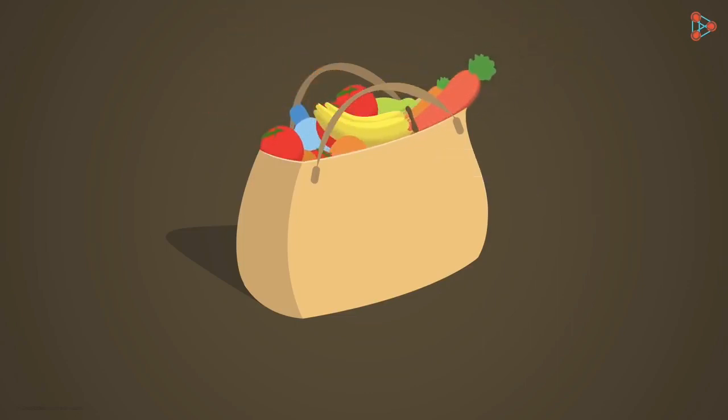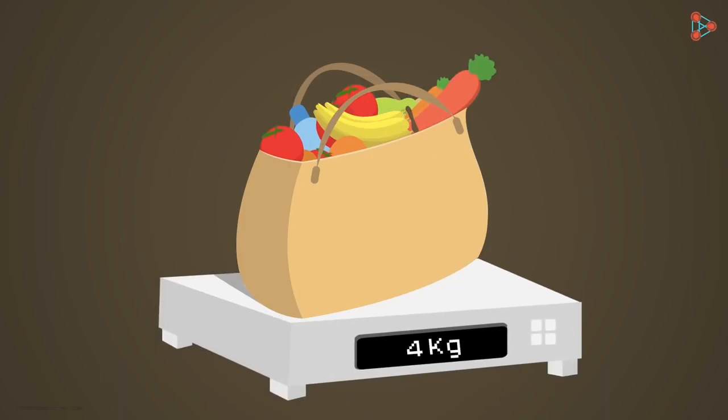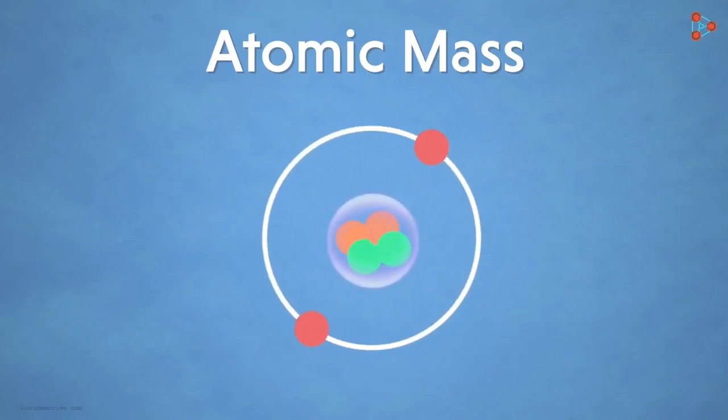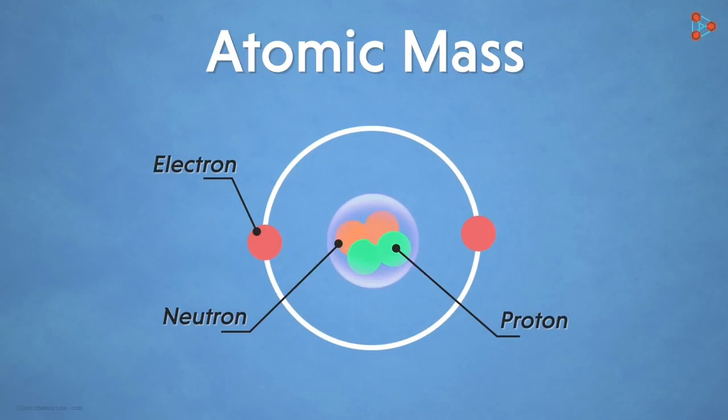If this bag is placed on a weighing scale, then can we say that the total mass of the bag will be the sum of the mass of all the objects inside it? Absolutely. Similarly, the mass of an atom can be calculated with the help of the subatomic particles in it. But we know that among all the subatomic particles, electrons have negligible mass. That is, they are considered to be almost weightless.